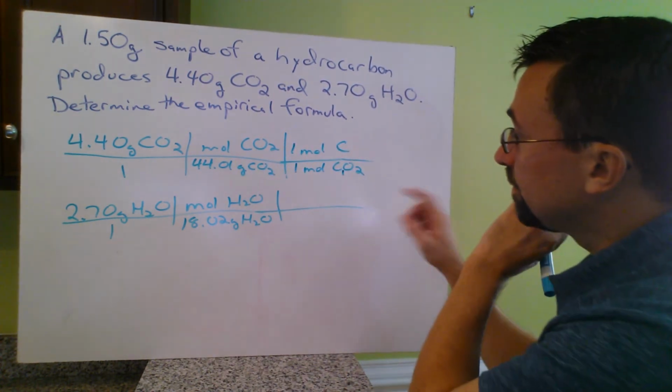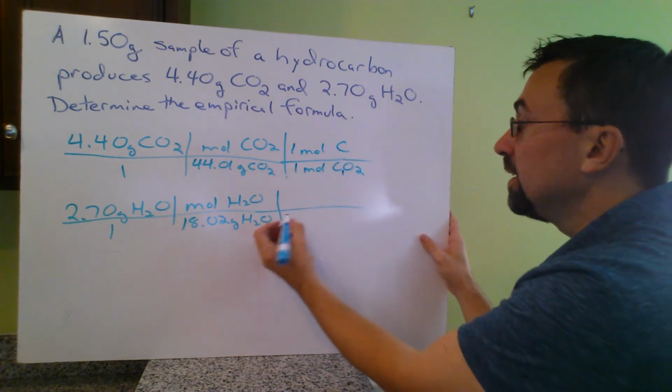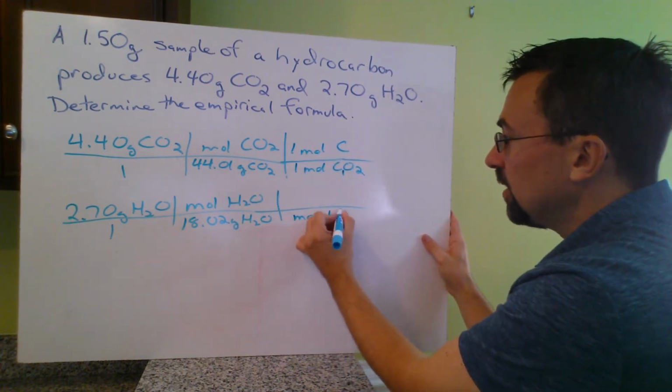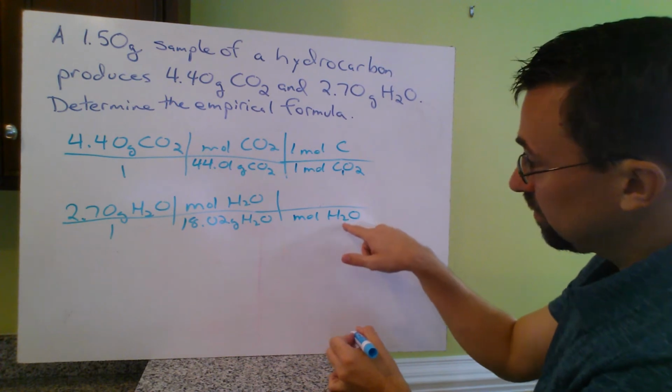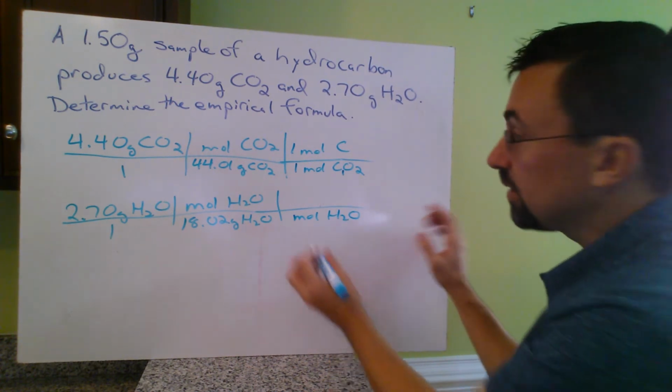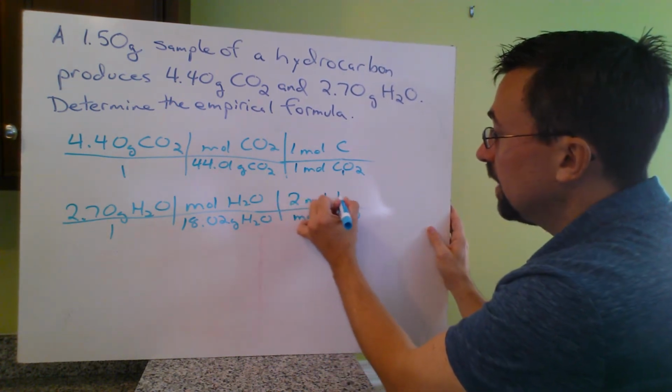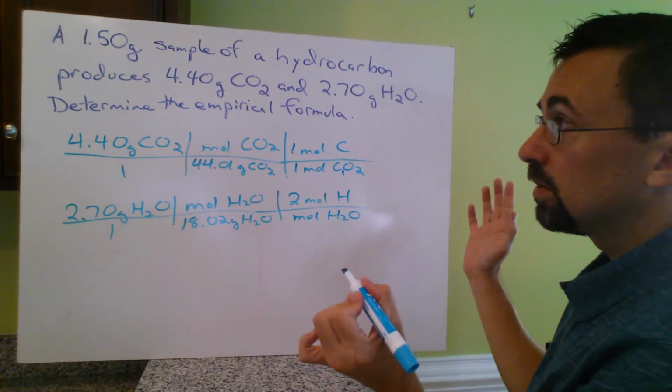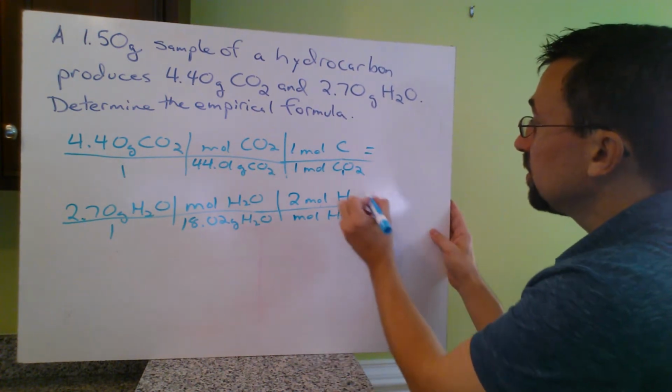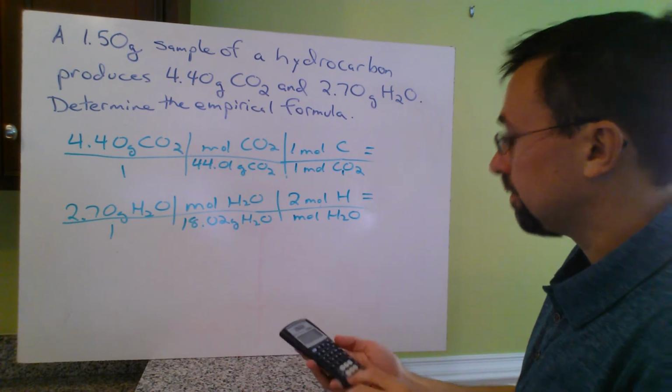1 carbon atom, 1 CO2. Same thing with the water. Every time I make a water, how much hydrogen did I get? Well, that's only slightly less simple. There's 2 down there. So 2 hydrogens. And this is all we need to do at this point. We can just plug this through, get some numbers.